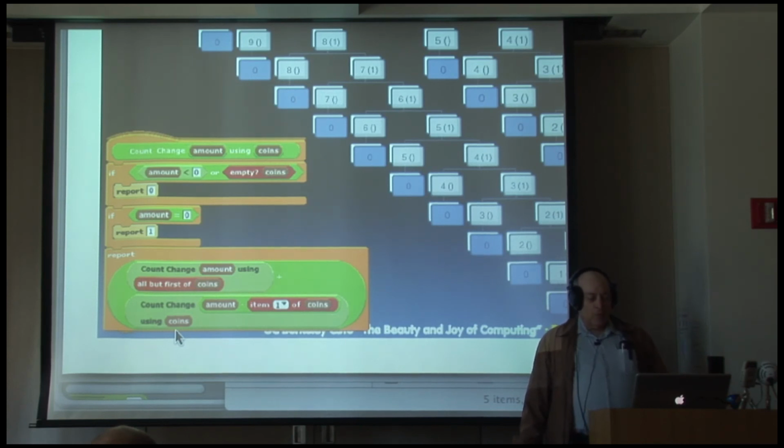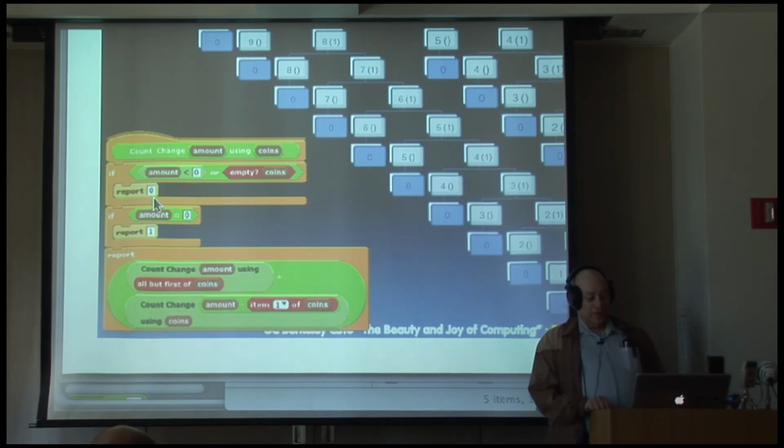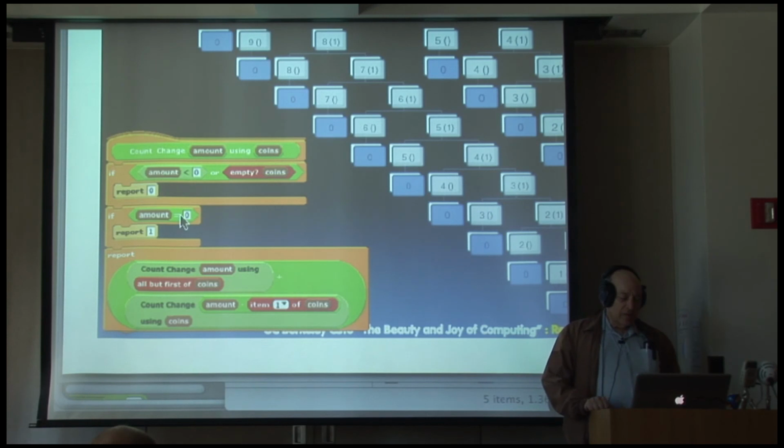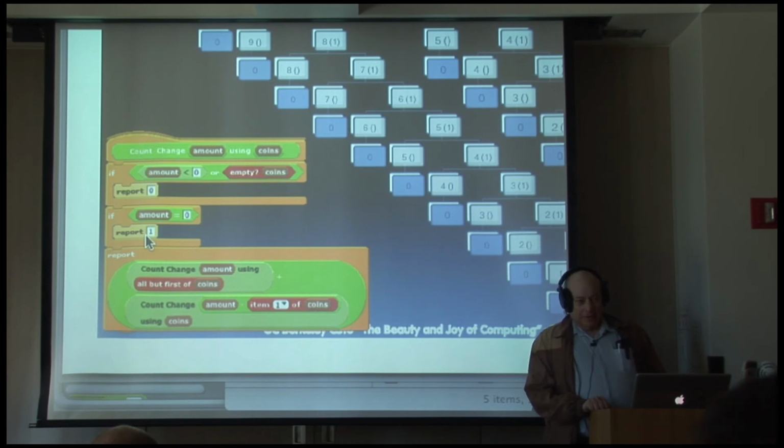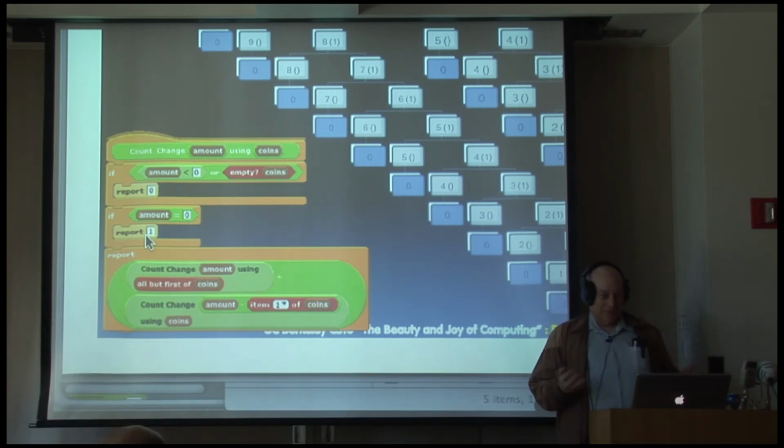Okay? So now what are the base cases? There's a few base cases, actually. If the amount is less than 0, there's no way to do it. If we have no coins to work with, there's no ways to do it. If the amount is equal to 0, here's the tricky part, there's one way to do it. Namely, no coins.